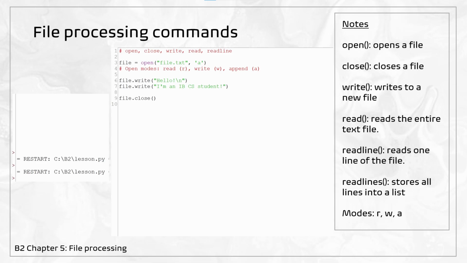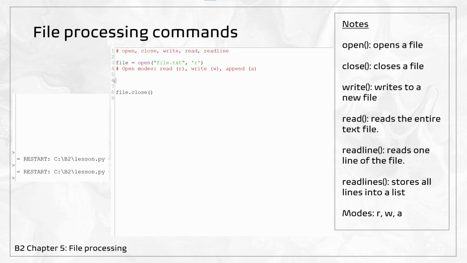Now let's say you choose the read mode. In the read mode, you can only perform operations that read data from the file. So let's go into read mode by changing this to an R. Of course, because we are reading, these write functions are useless. So let's just delete them.